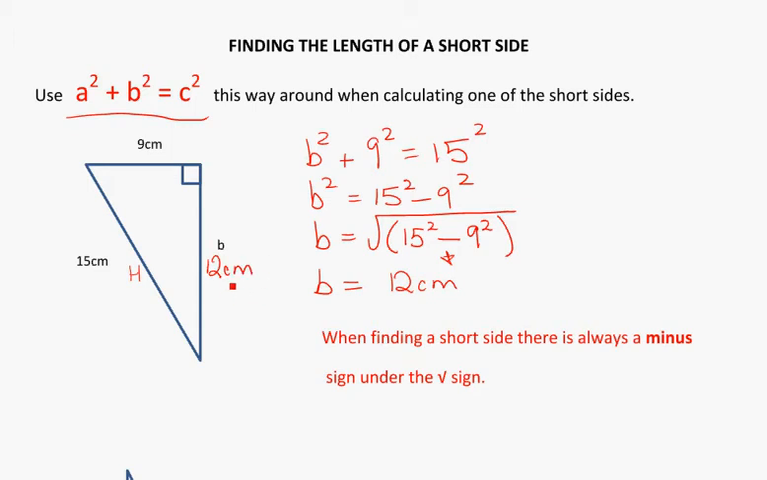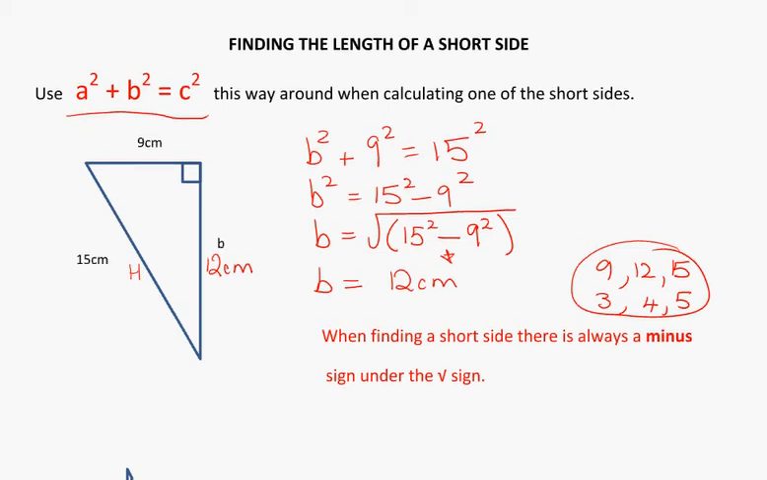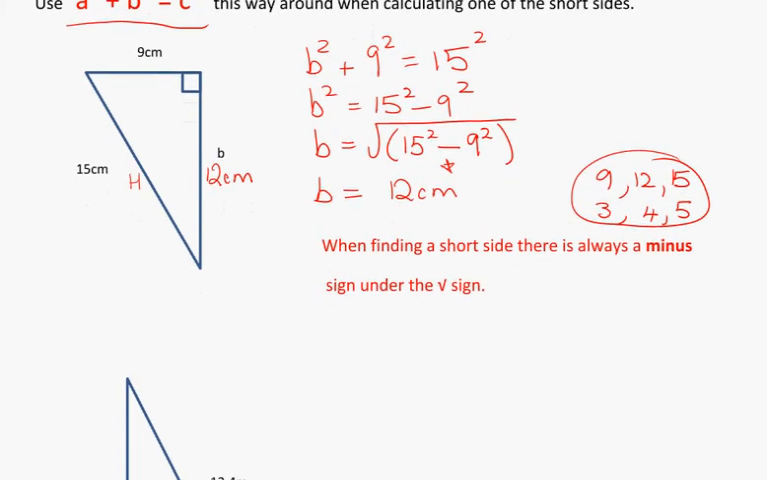So here we have another one that works out evenly. And so here is another Pythagorean triple. 9, 12, 15. In fact, if you divide each of those by 3, you get a 3, 4, 5 triangle. So it's just everything multiplied by 3, so it's still your 3, 4, 5 Pythagorean triple. Okay, so when finding a short side, there is always a minus sign under the square root sign.